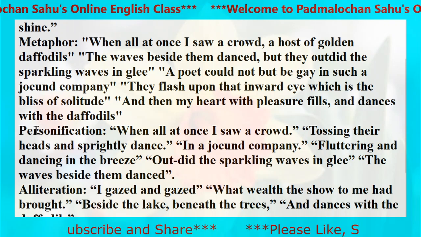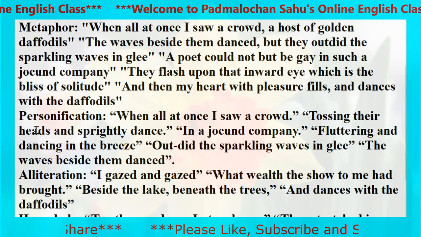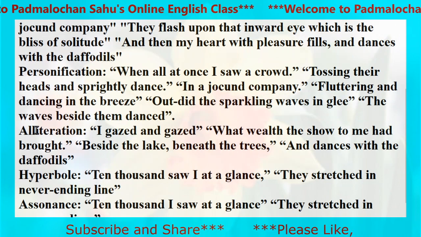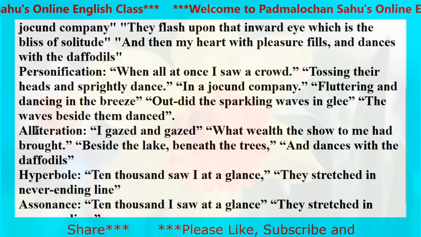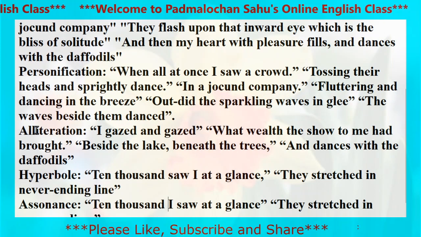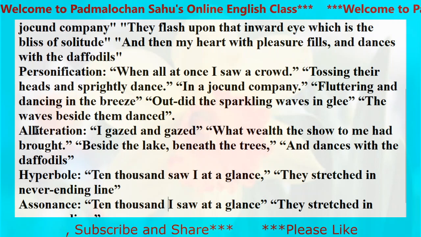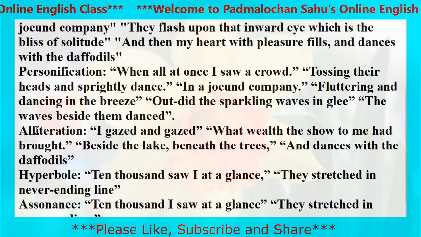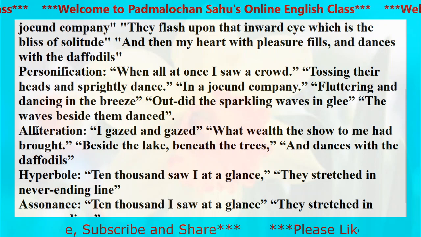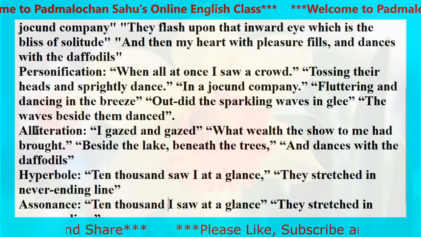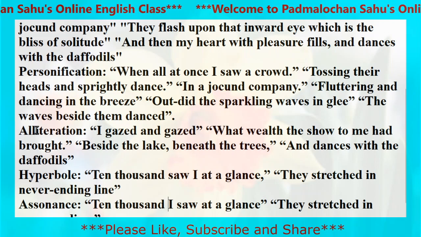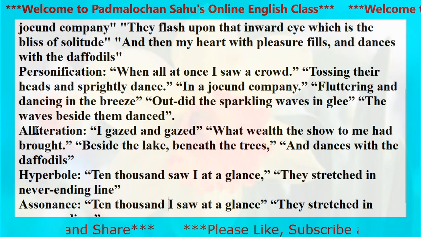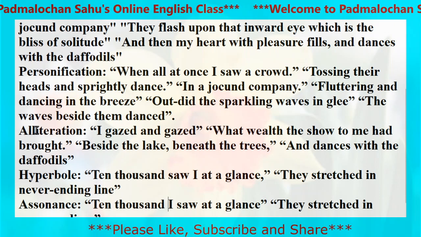Ten thousand saw I at a glance. Yes, that is a hyperbole. Stretched in never-ending line. Yes, that is also a hyperbole. Assonance is also used. Ten thousand saw I at a glance. What is assonance? The vowel sound is repeated at close intervals. So ten thousand saw I at a glance, ten, glance, so a sound is repeated.